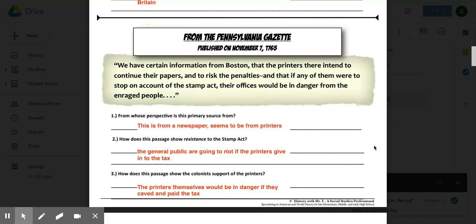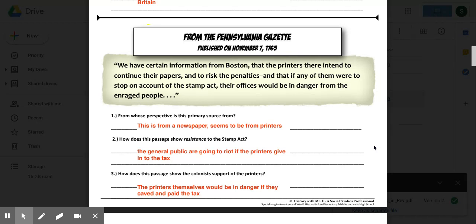It says it's still another excerpt from the Pennsylvania Gazette. And for question number 1 for this excerpt, it says, from whose perspective is this primary source from? And the correct answer I have written here is this is from a newspaper. Seems to be from the printers, right? So the perspective, meaning the person who wrote it, are printers, people that print newspapers.